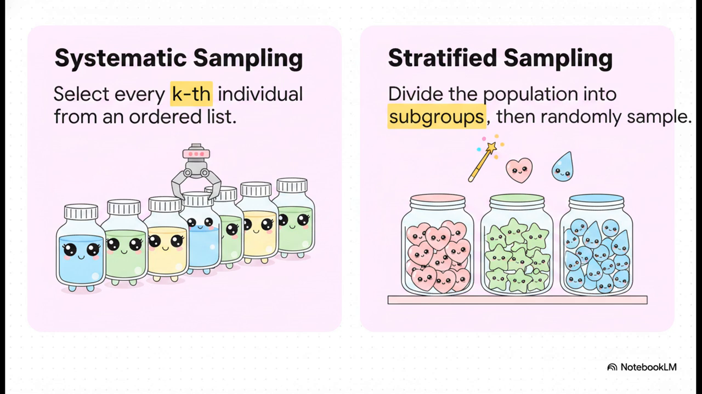Let's say you want to study insulin usage. You wouldn't want a completely random mix because age plays a massive role there. So you divide your population into strata or subgroups, ages 18 to 40, 41 to 60, and 60 plus, and then you randomly sample within those specific buckets. That guarantees that all the different life stages are perfectly represented in your data.